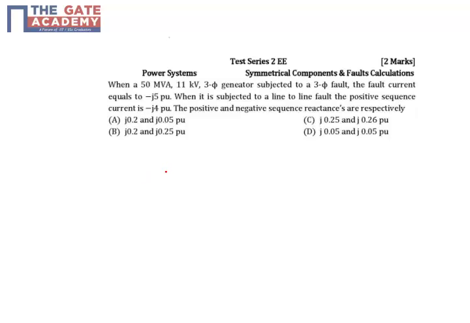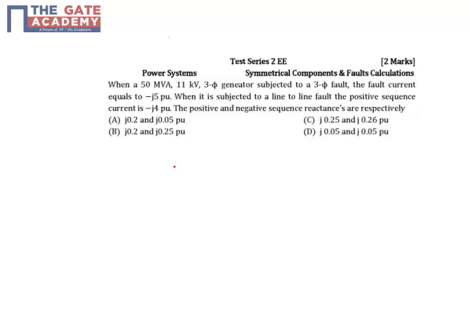So in the given problem, he is given the fault currents when the generator is subjected to three-phase fault and line-to-line faults, and he is asking what the positive sequence and negative sequence reactances are. When the generator is subjected to a three-phase fault, the only reactance involved in the circuit is the positive sequence, because it is a three-phase fault, a balanced fault.